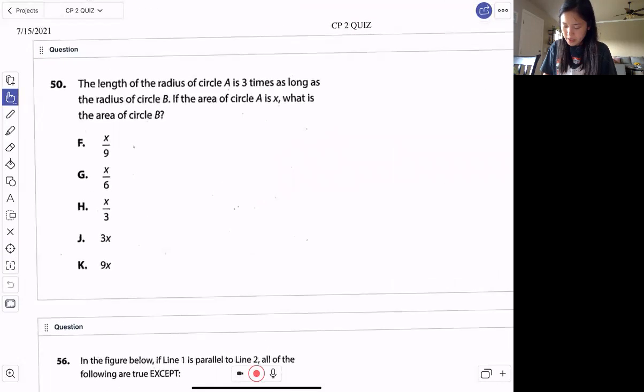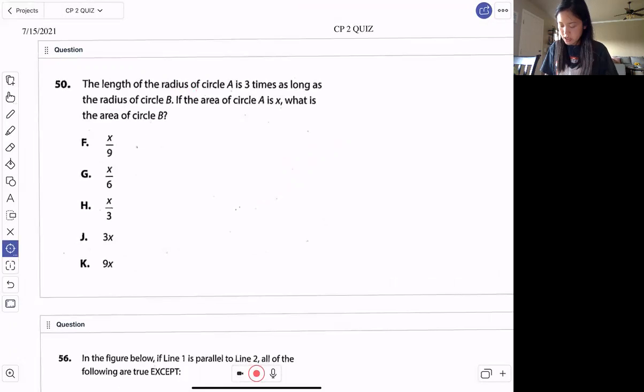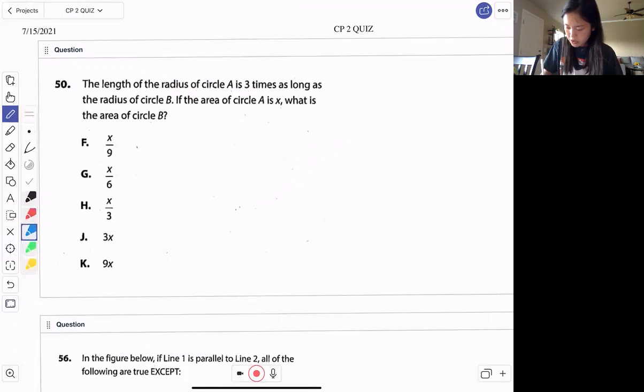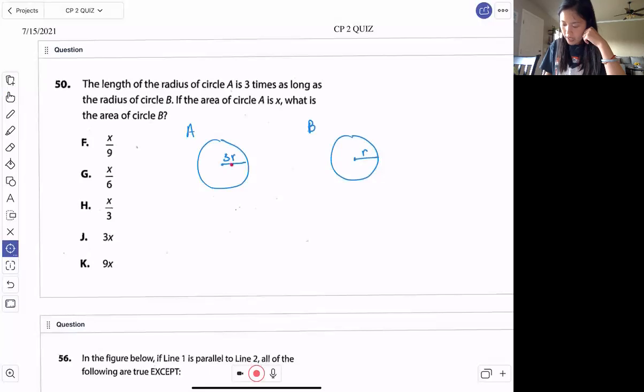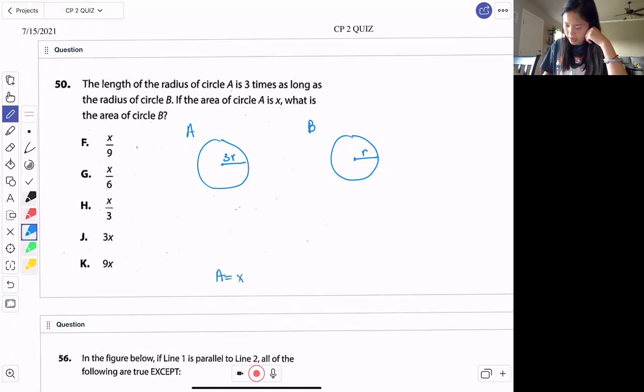All right, let's get to problem 50 here. It says the length of a radius of a circle is 3 times, so let me draw. So here's circle A, circle B. It says the radius is 3 times longer than the radius of B. So I'm going to call this 3 times bigger, and then this is just 1. So if this is the radius of B, A has 3 times larger of a radius. If the area of a circle is X, so A's area is X, what is the area of B?